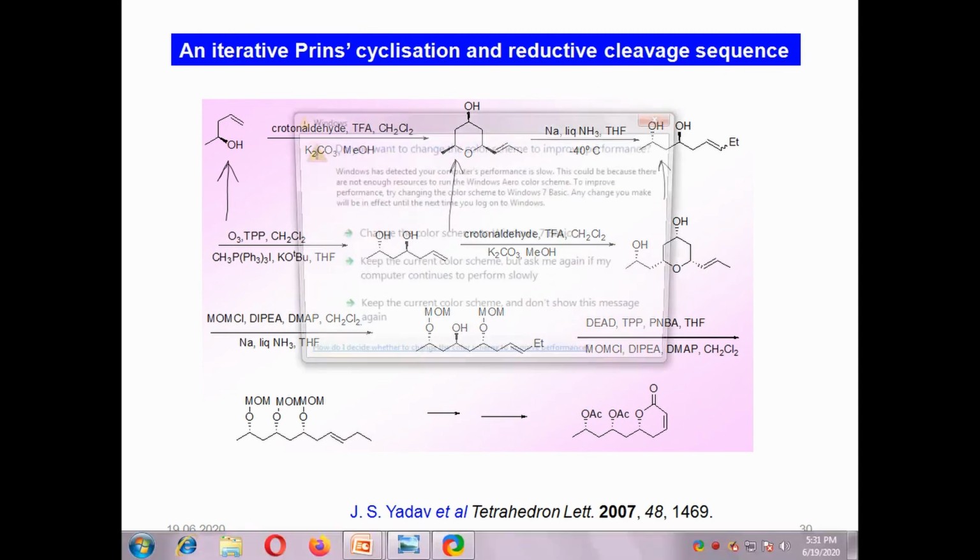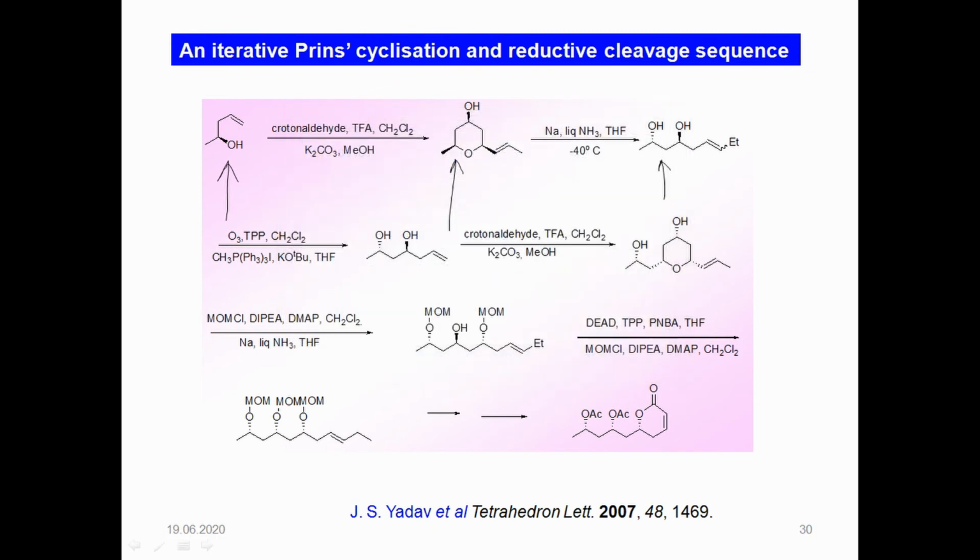Once you subject the diol to hydrogenolysis followed by one-carbon Wittig, you get this compound. Then you repeat one more Prins cyclization, and you will get the pyran ring. To break the pyran ring, first you do MOM protection. MOM protection will take place here and here. Then you treat it with MOM chloride, MOM protection, followed by sodium in liquid ammonia. The ring will be broken and you will get this compound.